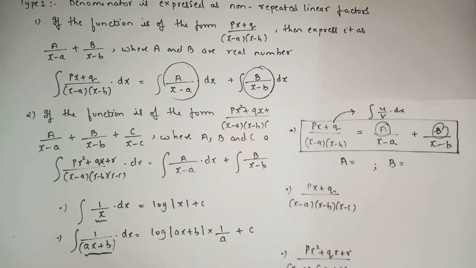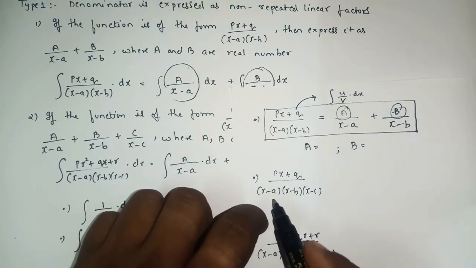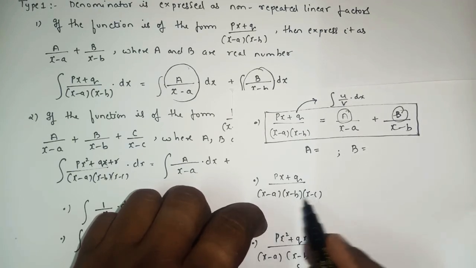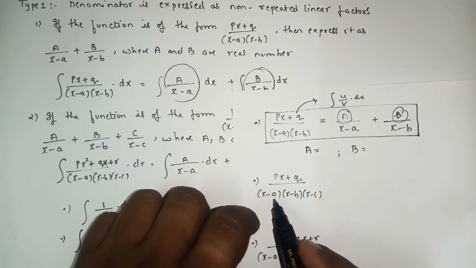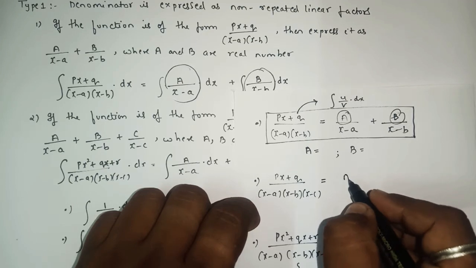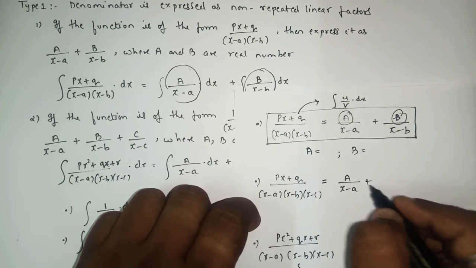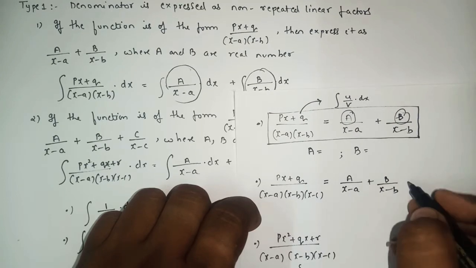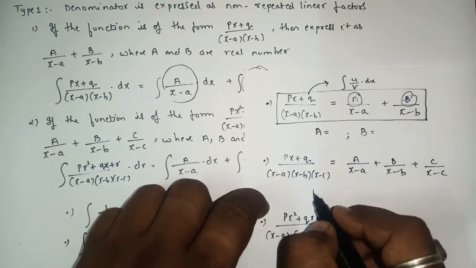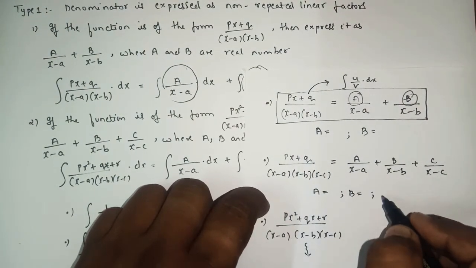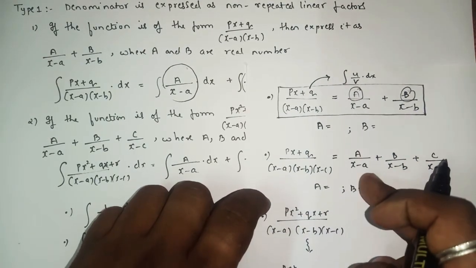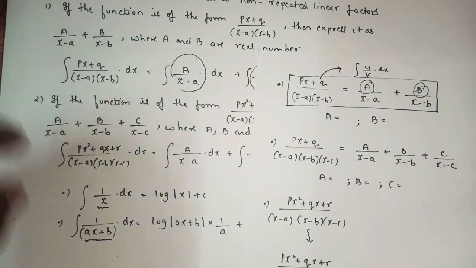Now the next, sometimes you will have non-repeated linear factors. There will be three linear factors like this, but they will be non-repeated, where a, b, c will be different. So it can be expressed as a upon x minus a plus b upon x minus b plus c upon x minus c, where you will solve this part and get the value of a, b and c. Then take integration on both sides, substitute the value, integrate. So here also you will integrate by using this formula.